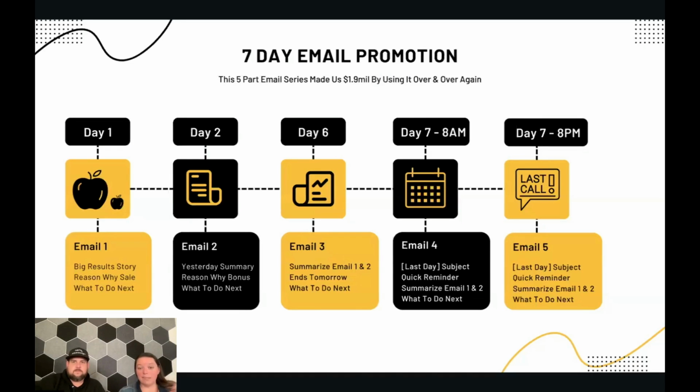So we always send to actives first. We get that engagement high because those people are clickers. That way, when we send to our inactives, we have a higher likelihood of making their inbox and not their spam filter. But it still happens sometimes. So that's it: 7 days, 5 emails, 2 of them go out on day 7.